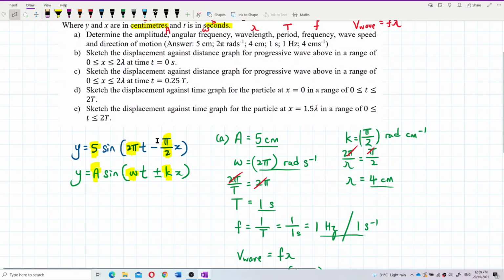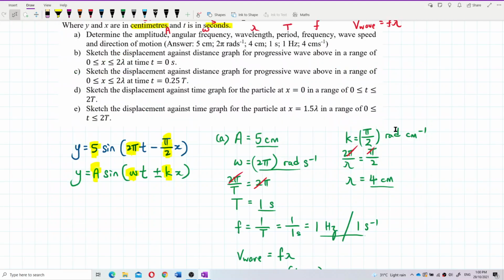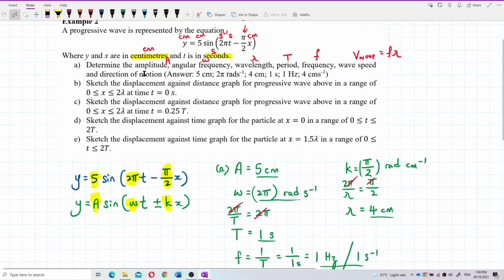You see, when we minus something in the angle, we shift the wave to the right. Isn't it? Like this one, we shift the wave to the right. See that? This one, if plus something, you shift the wave to the left. If you minus something in the angle, we shift the wave to the right. So the wave travels to the right.